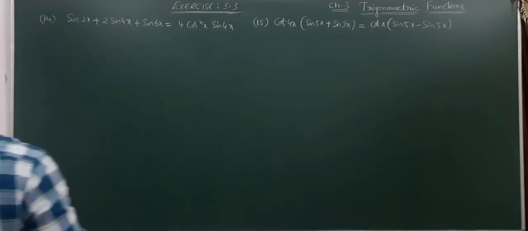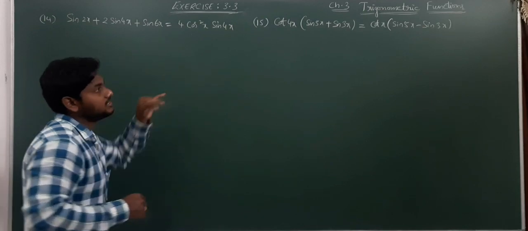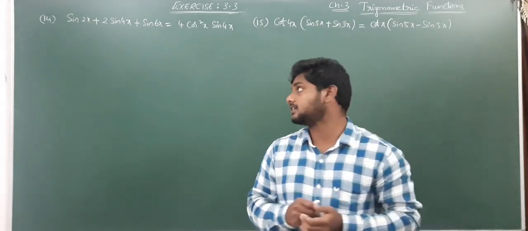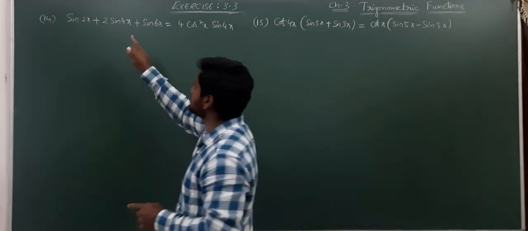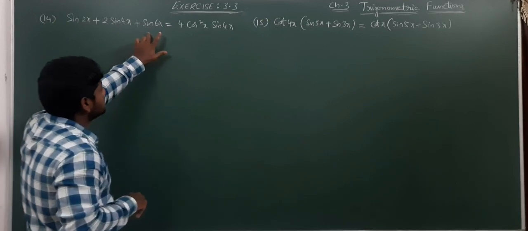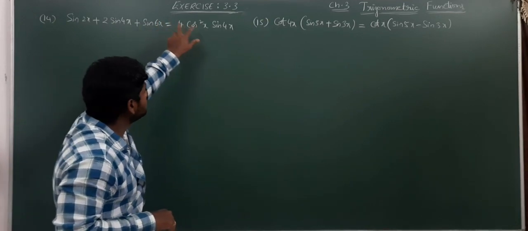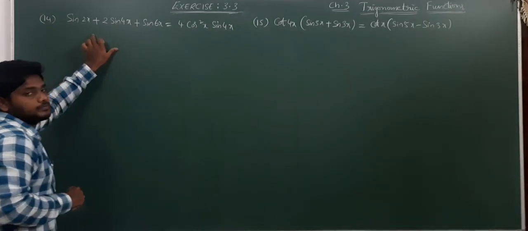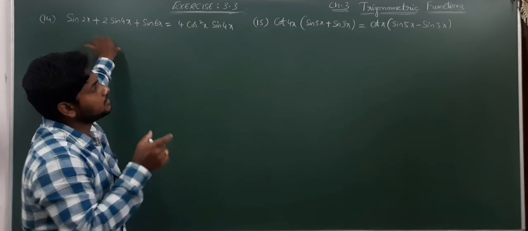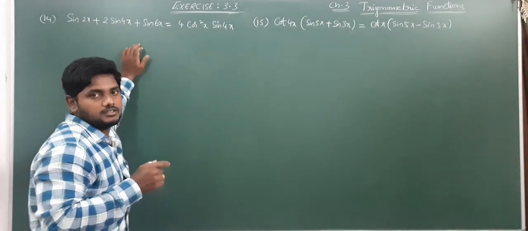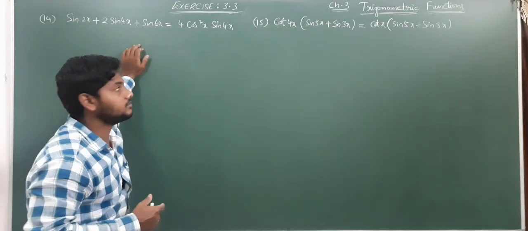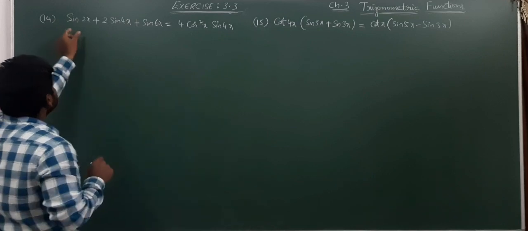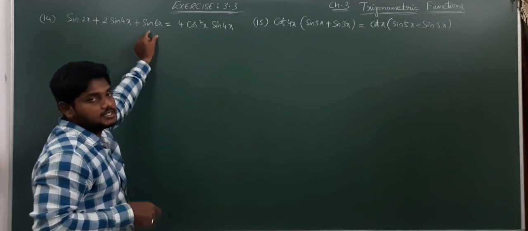Next are questions number 14 and 15. Actually this exercise 3.3 is based on proving that LHS equals RHS. Here the question is sin 2x plus 2 sin 4x plus sin 6x, and we should prove that it equals 4 cos square x into sin x. If you observe the LHS, in all these problems we need to identify which formula we can apply to it, right? So here sin 2x is there, here sin 6x is there.